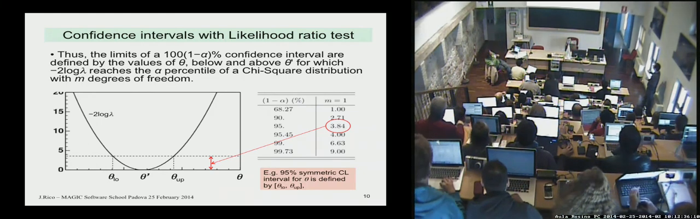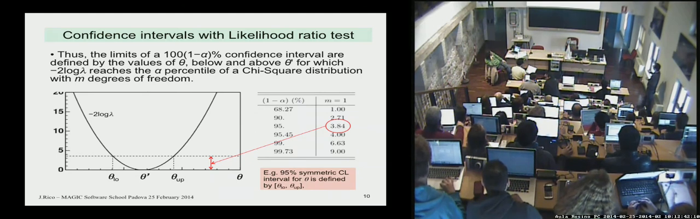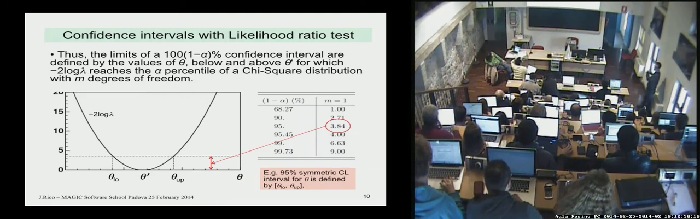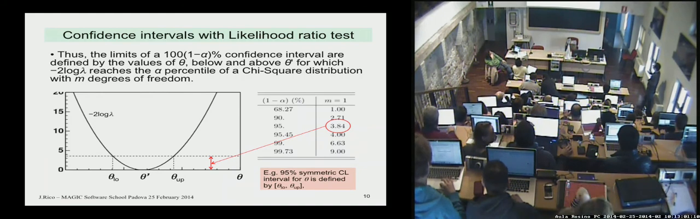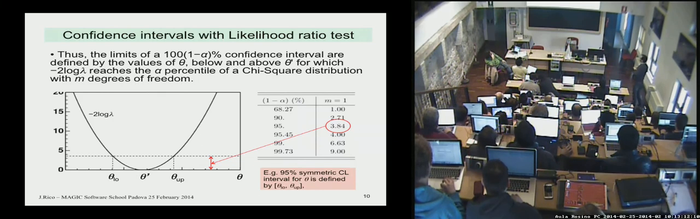So this is a list for given values of the confidence level, 68.3%, 95%, etc. What would be for 1 degree of freedom? That would be different for several degrees of freedom. This table you can find in the Particle Data Group, also for M2 and M3, and you can find its values tabulated in many places. So, for example, to find a 95% confidence interval, we go to the minimum and check where this function crosses this value, 3.84, and this would produce the boundaries of our 95% symmetric confidence interval.